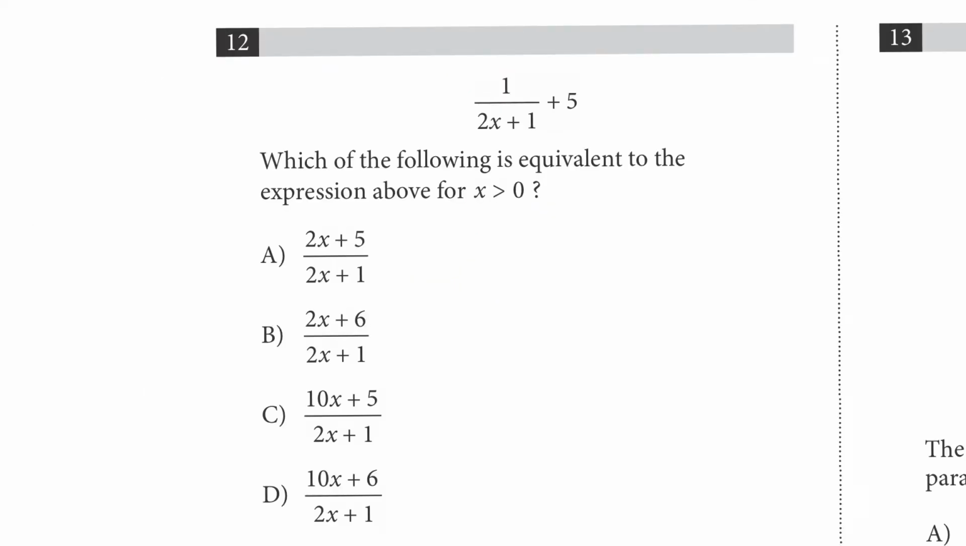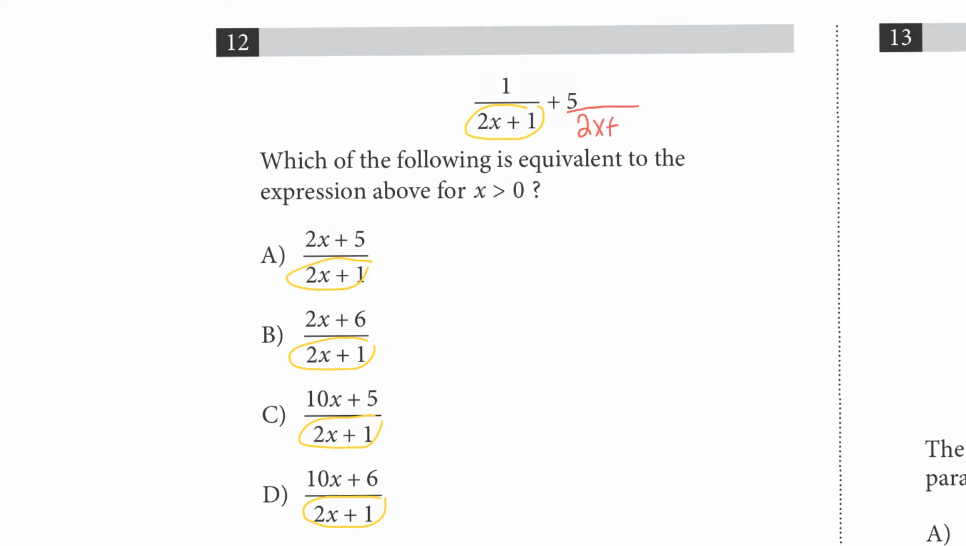Okay, problem number 12. It says 1 over 2x plus 1, plus 5. Which of the following is equivalent to the expression above for x is greater than 0? So we have a denominator here of 2x plus 1. And notice that the answers are all going to have the same denominator, 2x plus 1. So that means that in this problem, we should write the second term here with the same denominator.